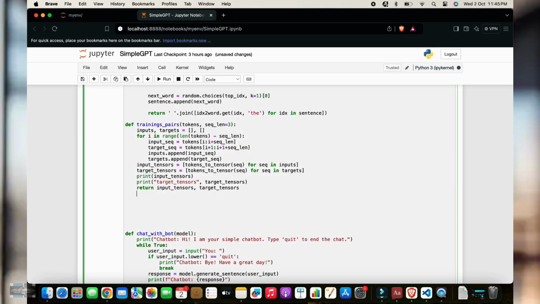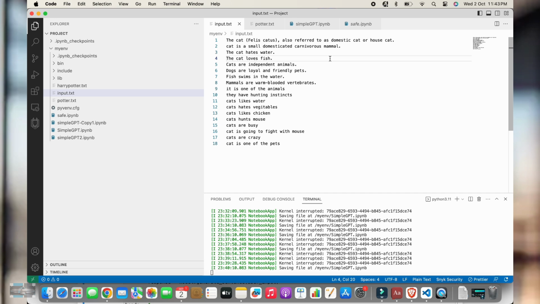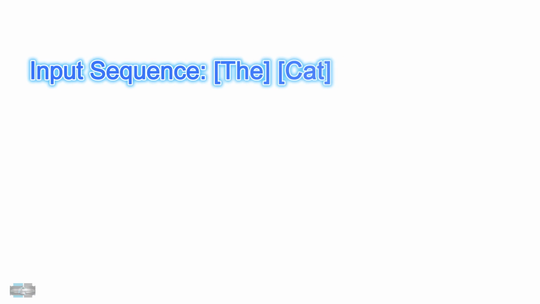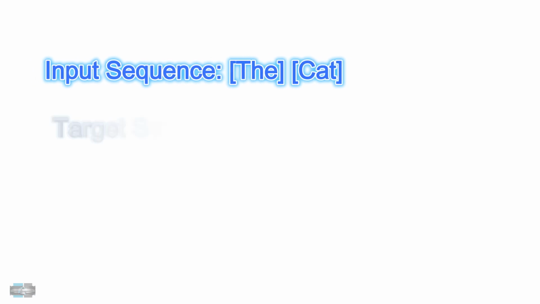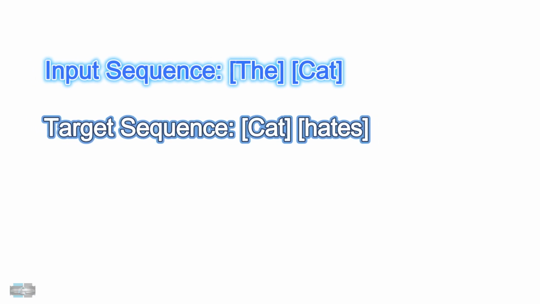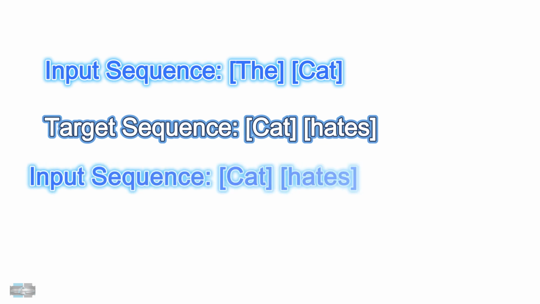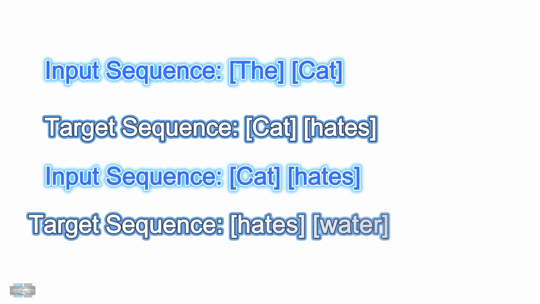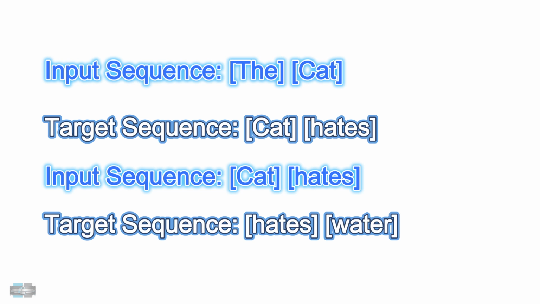Okay, so below you can see the training pair, which is going to generate training data from our input data set. This is our input data set. So basically, we are going to create a sequence of input sentences and a sequence of target sentences. For example, if the input sequence is the cat, the target sequence will be the cat hates. And if the input sequence is the cat hates, the target sequence will be the cat hates water.